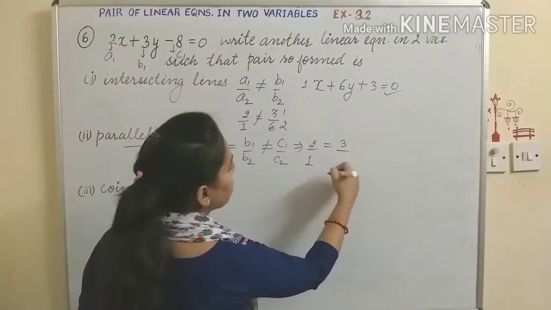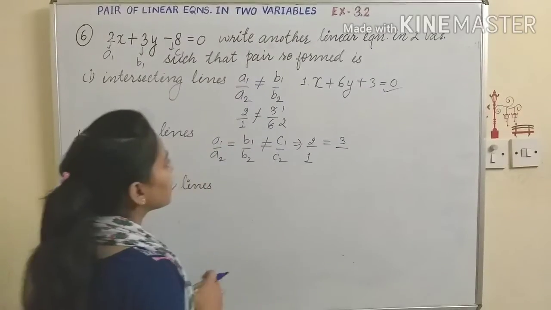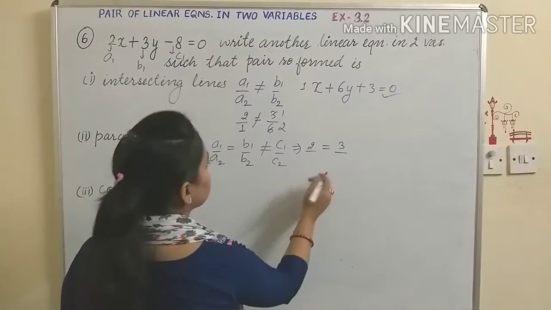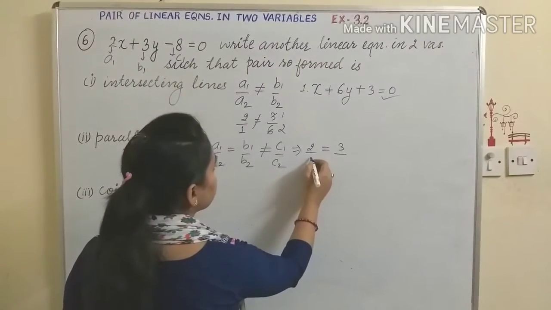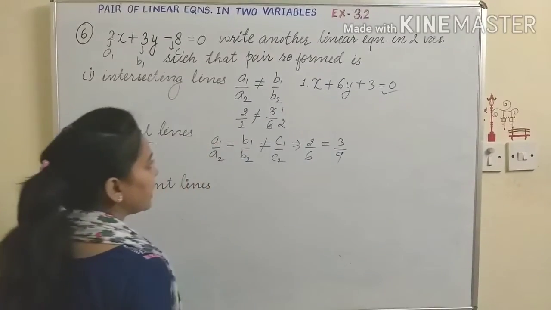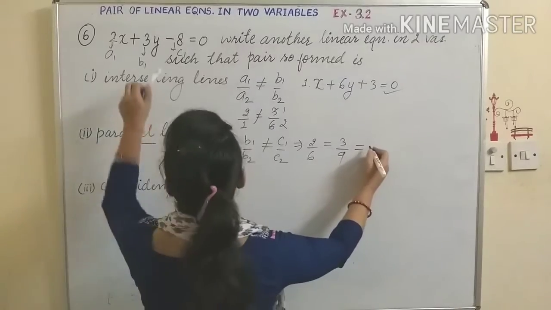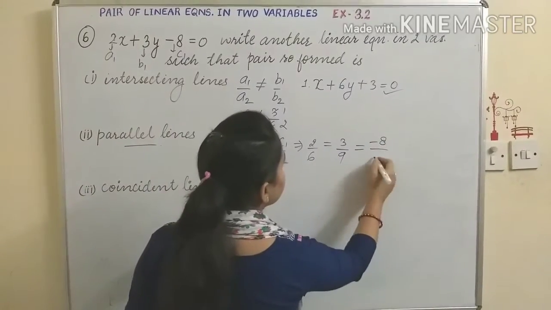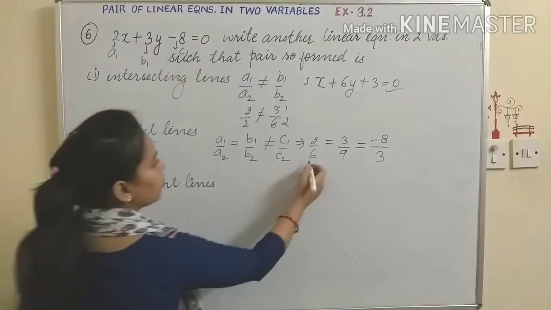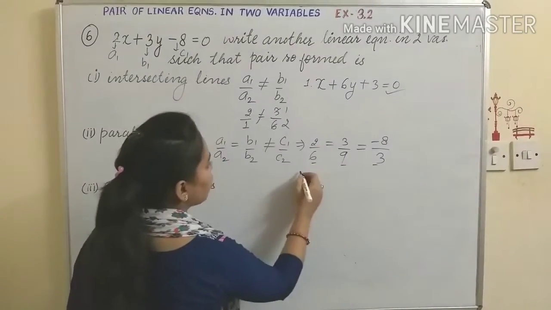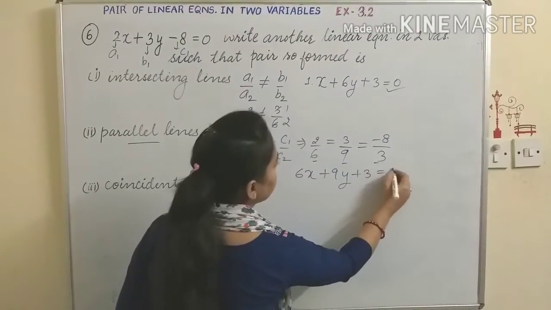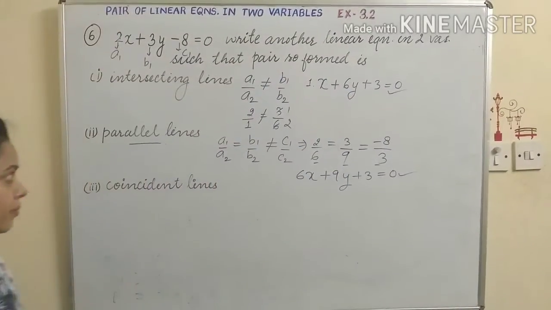If b1 is 3, what can we take? We need to change it here, let it be 6, so that it becomes 1 by 3. That will become 9, again 1 by 3, and this is minus 8, let's take c2 to be 3. So these coefficients give 6x plus 9y plus 3 equal to 0. This is our second equation.